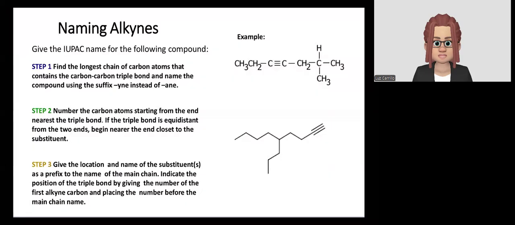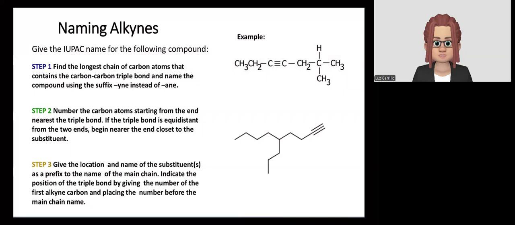In this video, we are going to learn how to name alkynes. In order to name alkynes, we need to find the longest chain of carbon atoms that contains the carbon-carbon triple bond. Now, the alkane name, we're going to replace that ending of "ane" with "yne" because we are naming an alkyne. We're going to number the carbon atoms starting from the end that is nearest the triple bond.